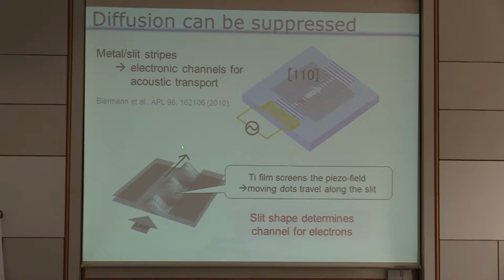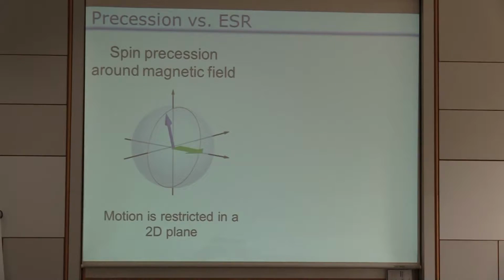The reason is like this. We use a titanium film, and this film screens a part of the piezoelectric field. That means the electrons feel a larger potential modulation than here. So this slit shape determines the channel for electrons. By using this, we are doing a new experiment.